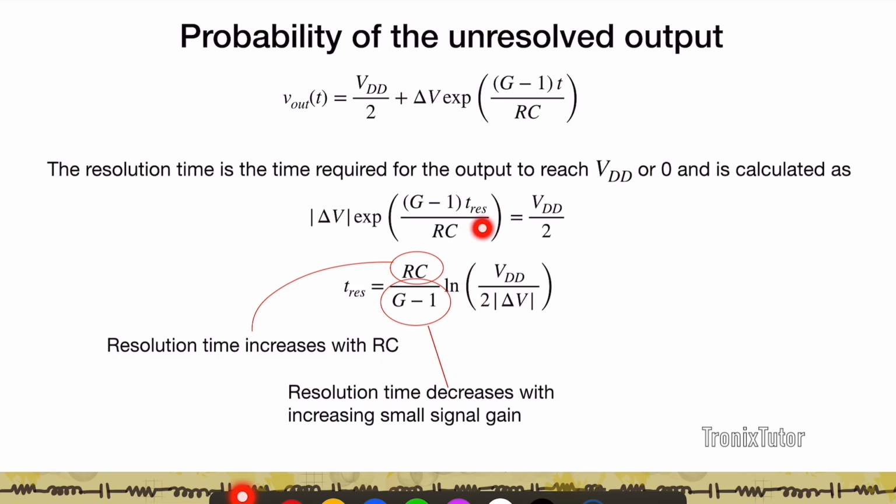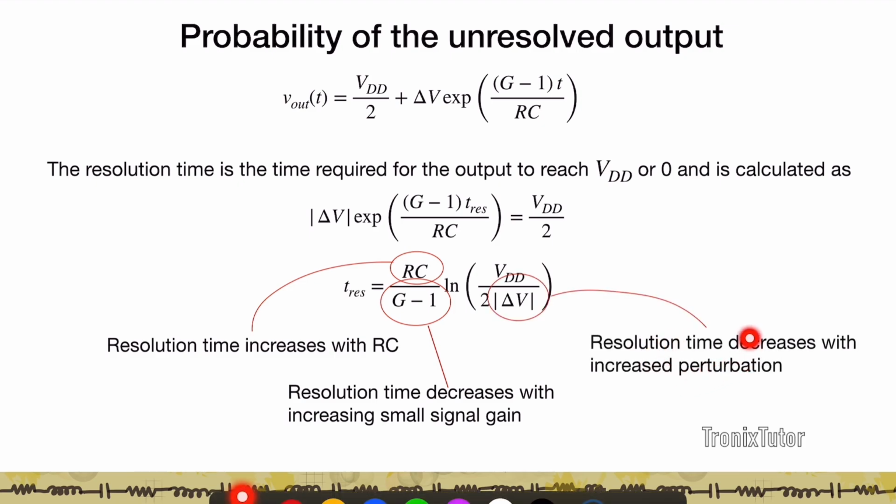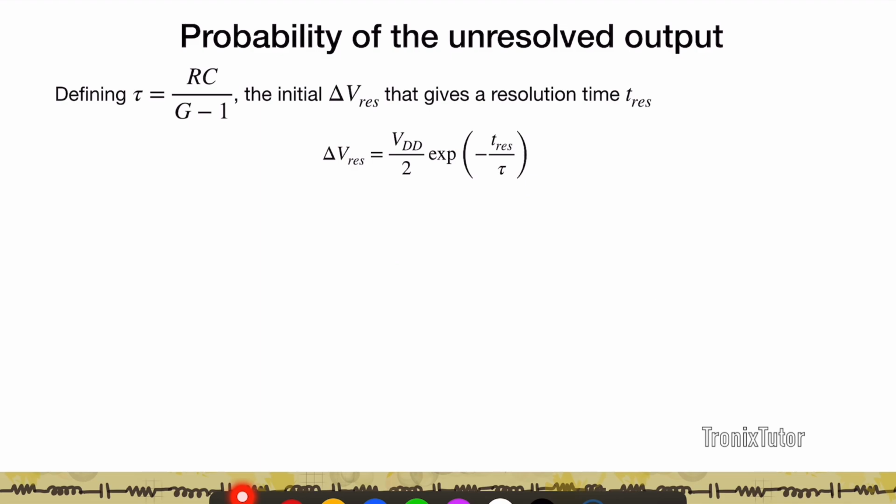So as long as it gets near to identical, then this T resolution is again going to be a small quantity. And the third thing you see is that resolution time decreases with increased perturbation. So if I'm going to perturb the system farther from the metastable point, then it's going to reach a stable point easier and quicker, right? For example, if I push the ball very fast from the metastable point, it's going to reach the stable points much earlier than if I were to give it a small momentum on either side.